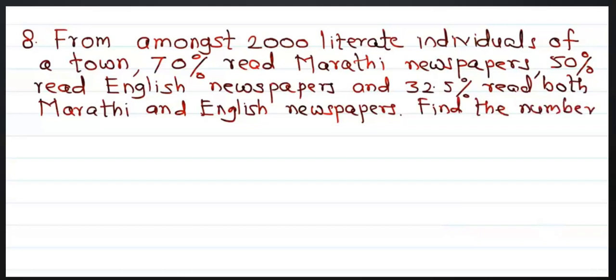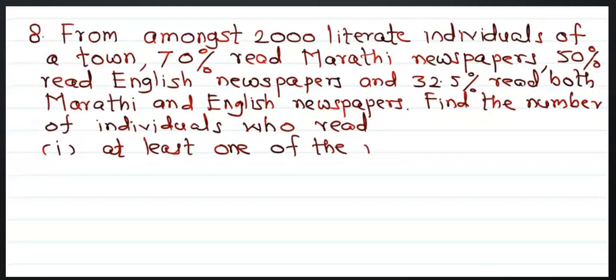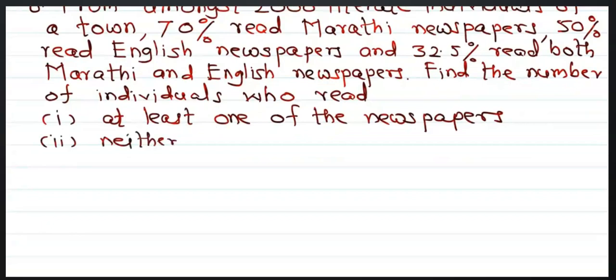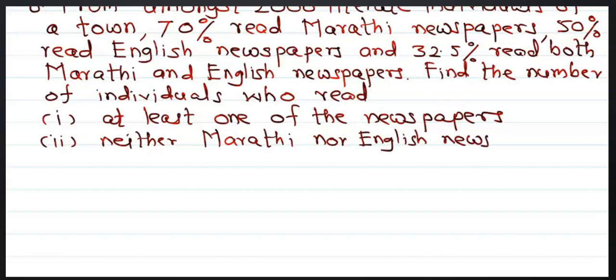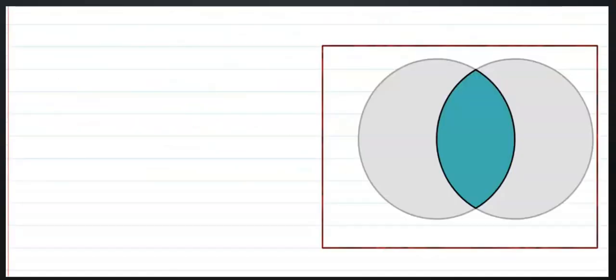Find the number of individuals who read at least one of the newspapers, second, neither Marathi nor English newspaper, and third, only one of the newspapers.